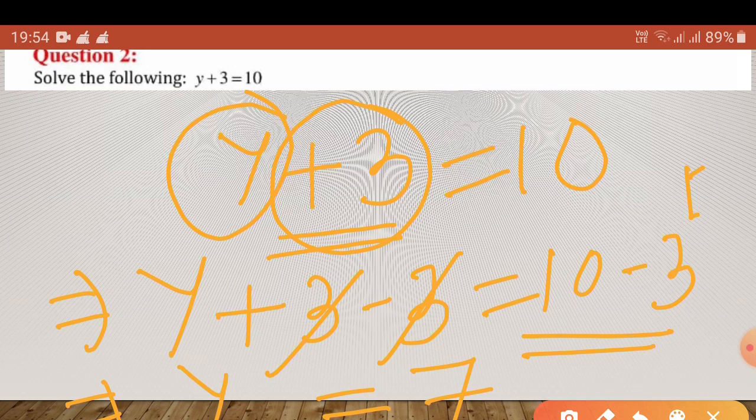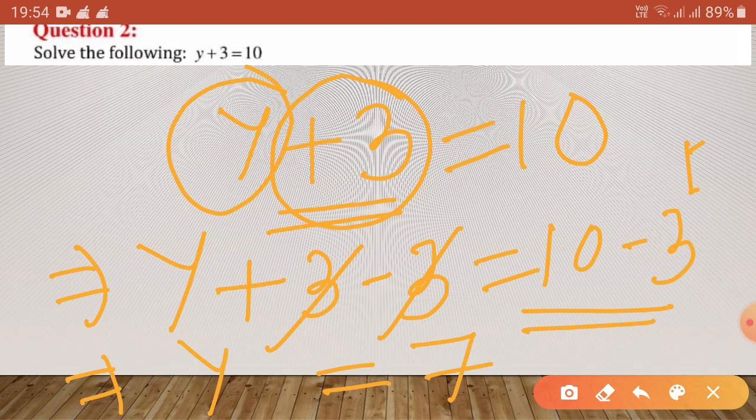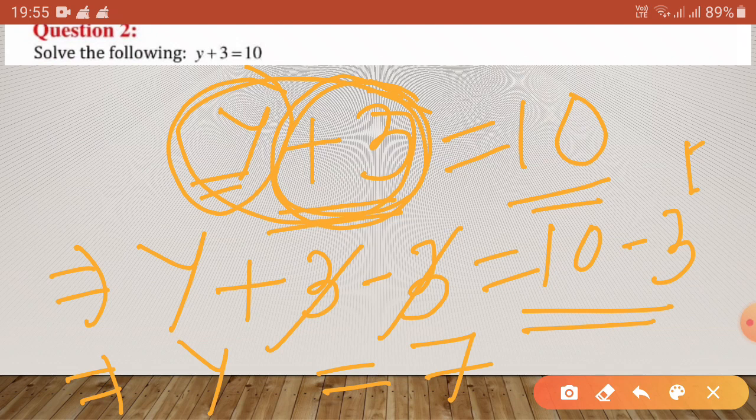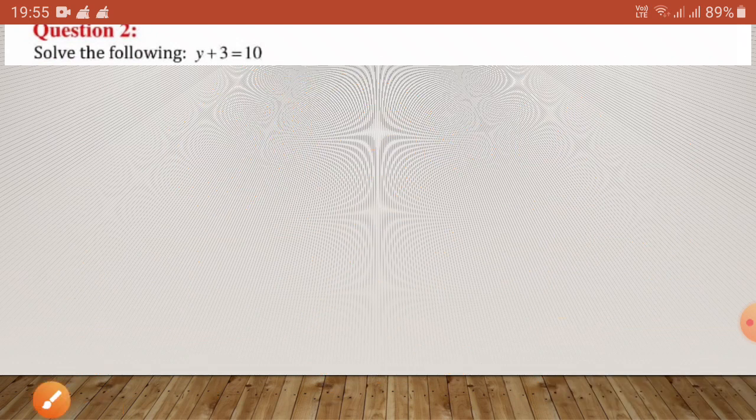Got it? One simple method is that if you have a variable with some value added to it, you have to minimize that value first. Here plus 3 is the value added to the variable y, so our first aim is to minimize it. So we are adding minus 3 on both sides. Go to the next question.